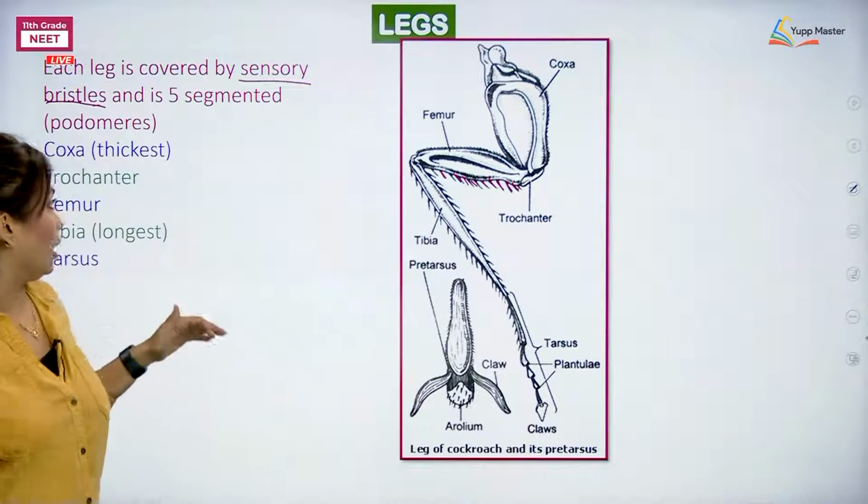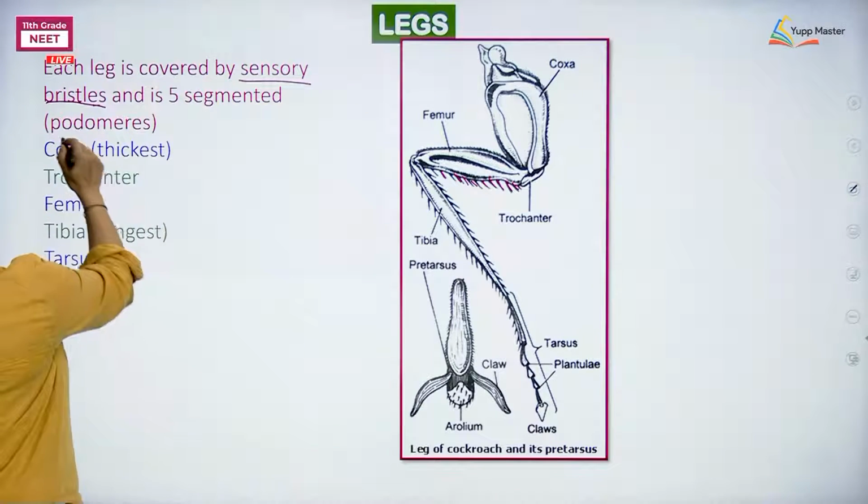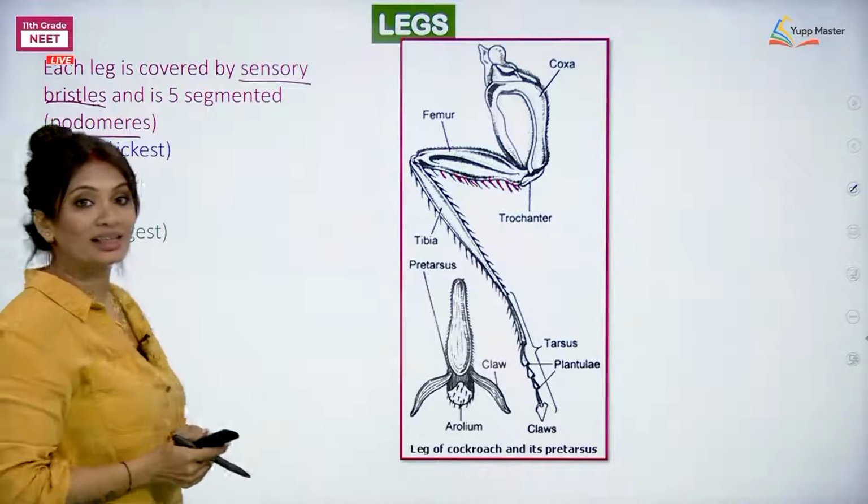Now, the leg segments called podomeres, which are they? Let's see the names of them.